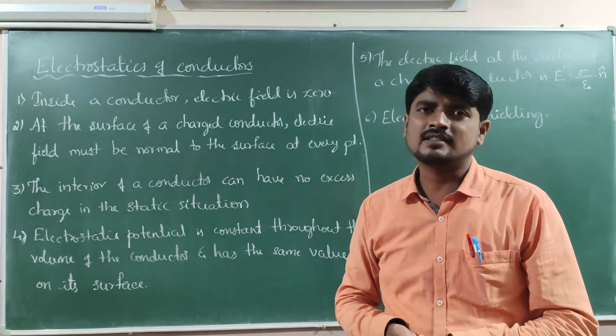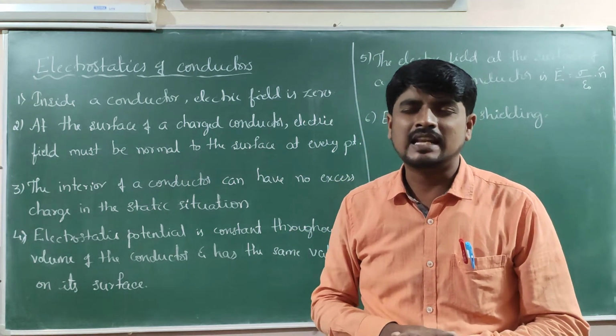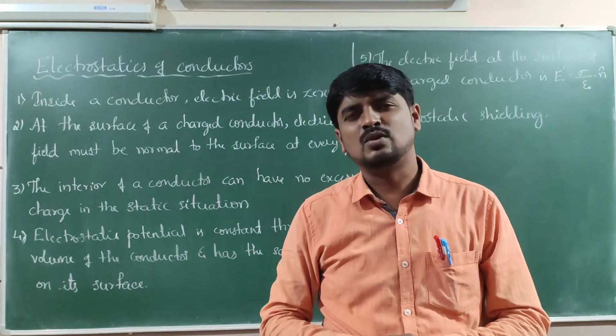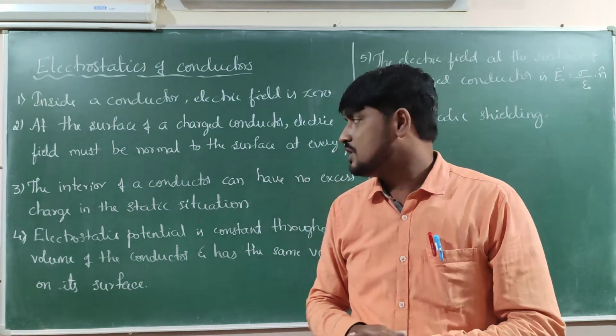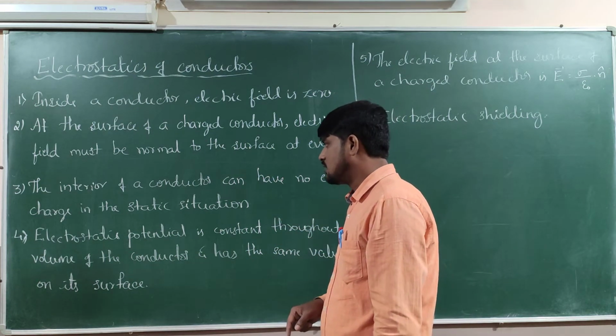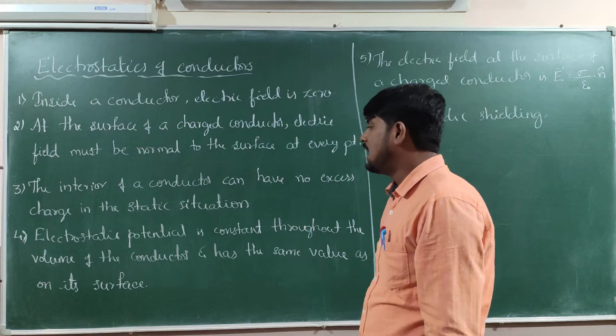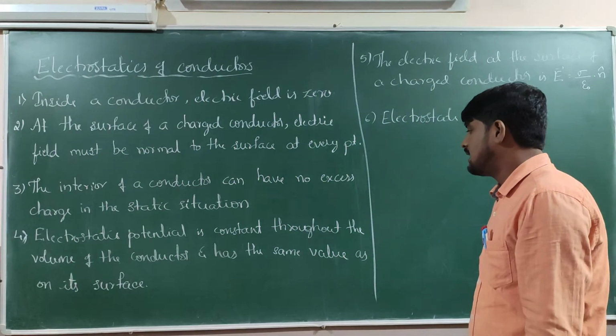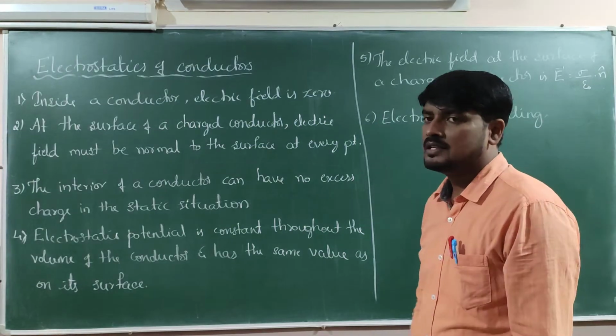Once the electric flux is 0, obviously we know that electric flux is equal to Q by epsilon naught. If electric flux is 0, obviously Q is also 0. Hence, the interior of the conductor can have no excess charge in the electrostatic state. Electrostatic potential is constant throughout the volume of the conductor and has the same value as on its surface.